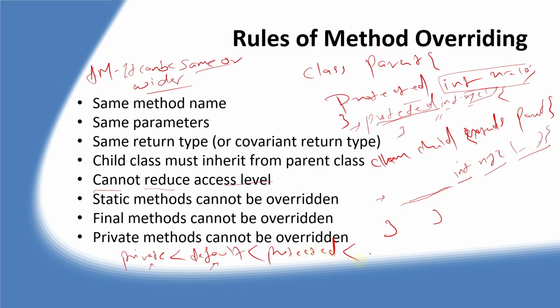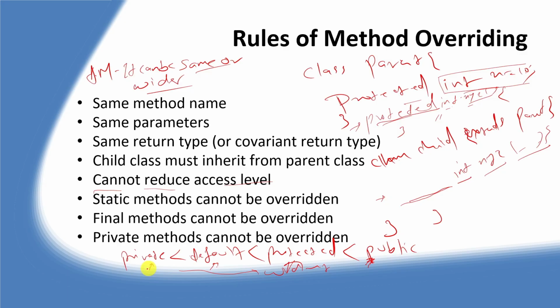And which is the widest? Public can be accessed from anywhere, so this is the widest. So this is the sequence. Private is the shortest, then default within package, protected within child class, public anywhere. So this is the increasing widest scope.